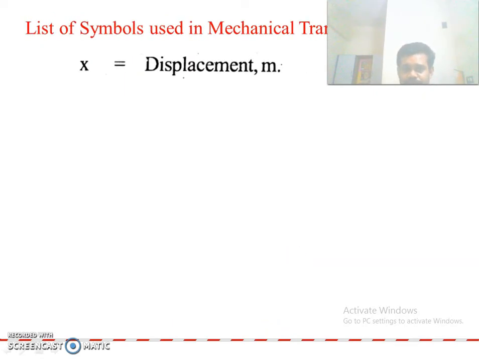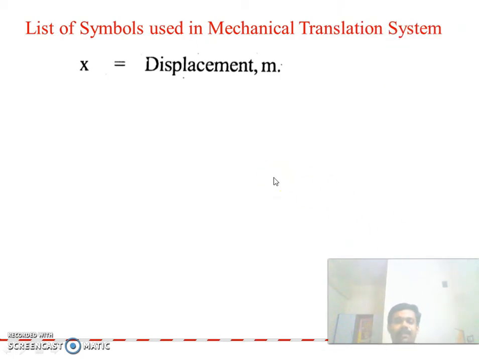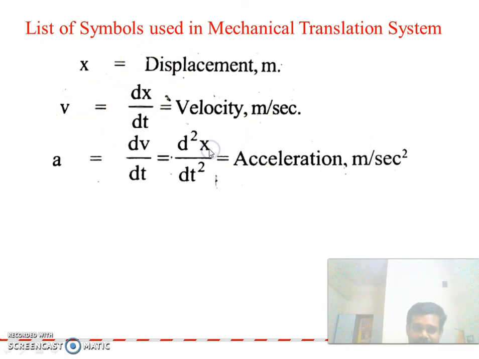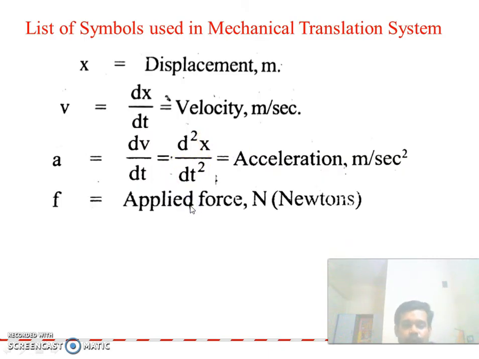First we are going to study the list of symbols used in the mechanical translational system. First, x is the displacement in meters. Second, velocity, which is dx by dt. Third, acceleration, which is d square x by dt square, or dv by dt. Now F is the applied force, and its unit is Newton.